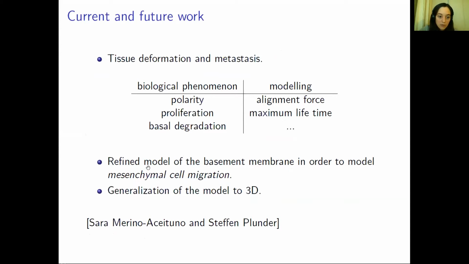And the first step will be to define a basement membrane in a more realistic way. And this is a current work of Sarah and Stefan.